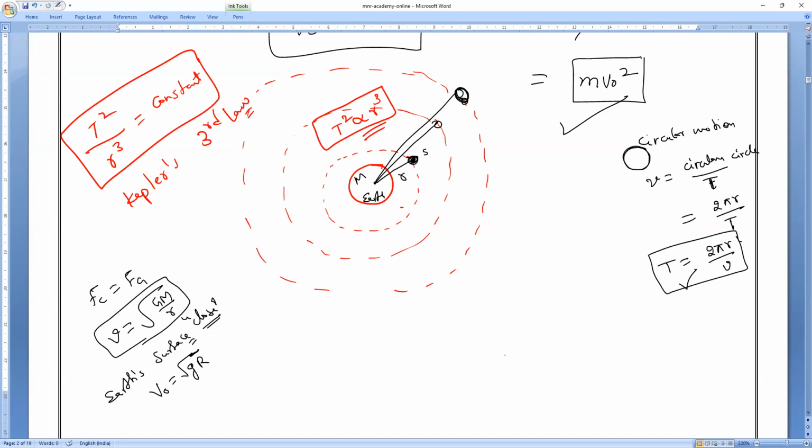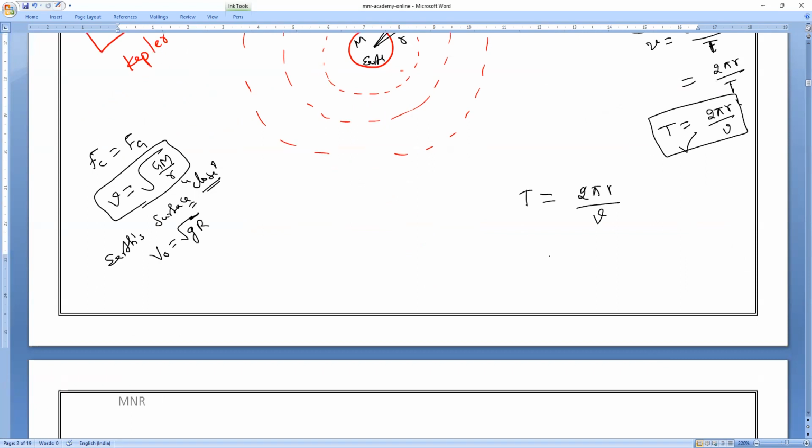So if you all notice, the time period is equal to 2 pi r by v, the speed. So now I will replace the speed with the formula. We all know that the speed of a satellite, or orbital velocity, is equal to root over GM by R.